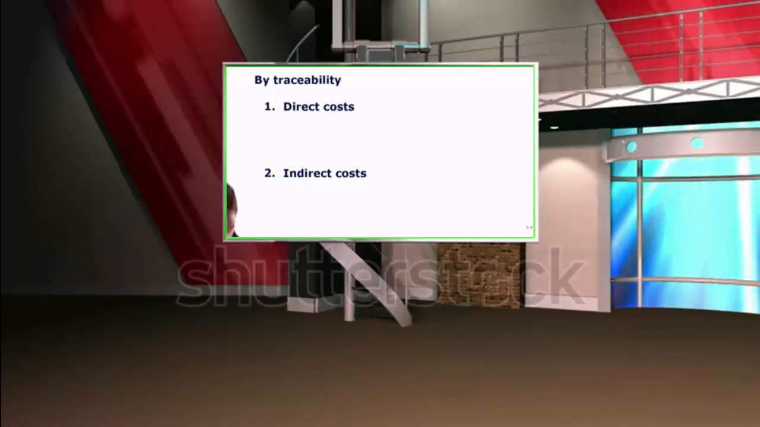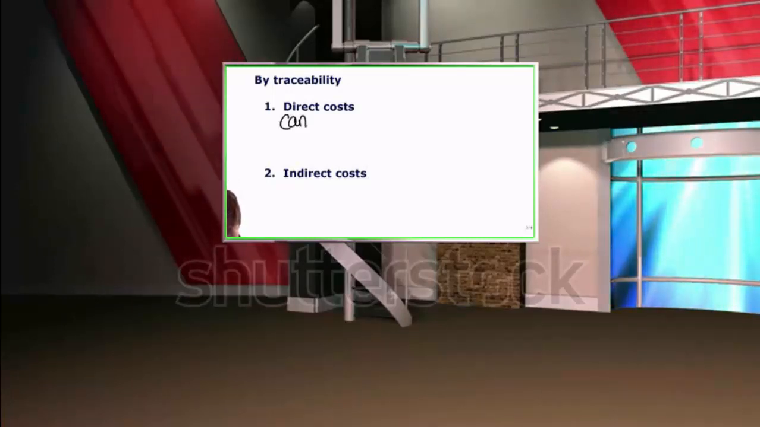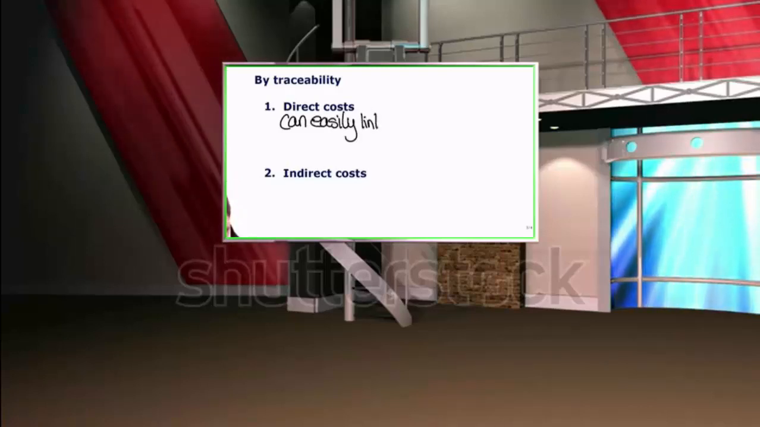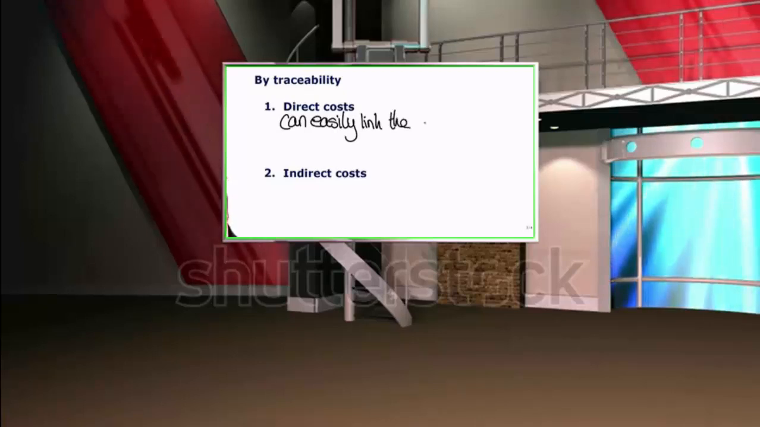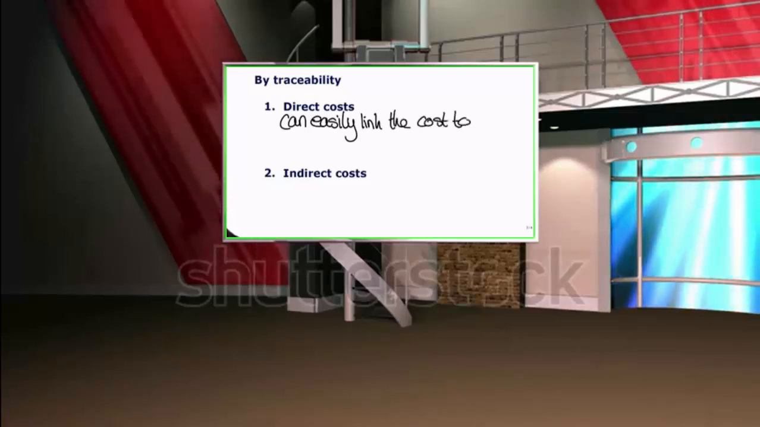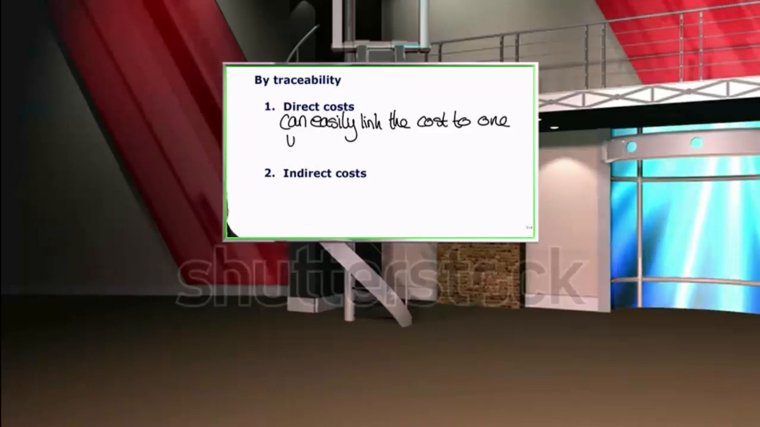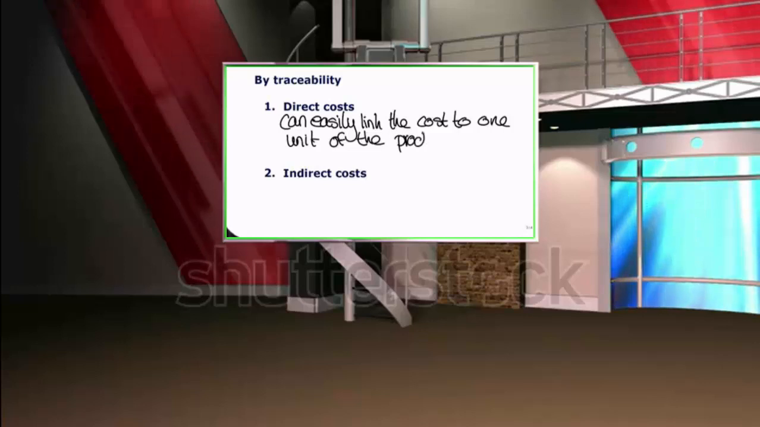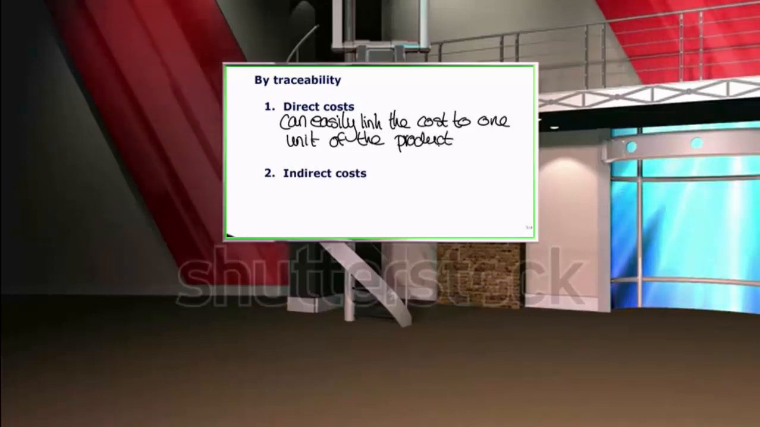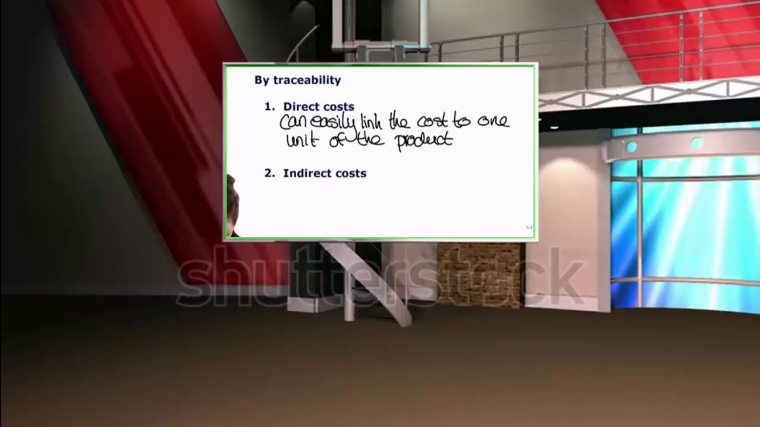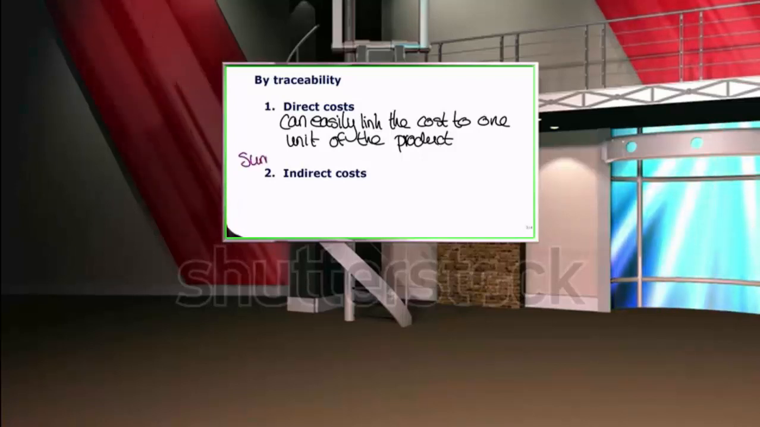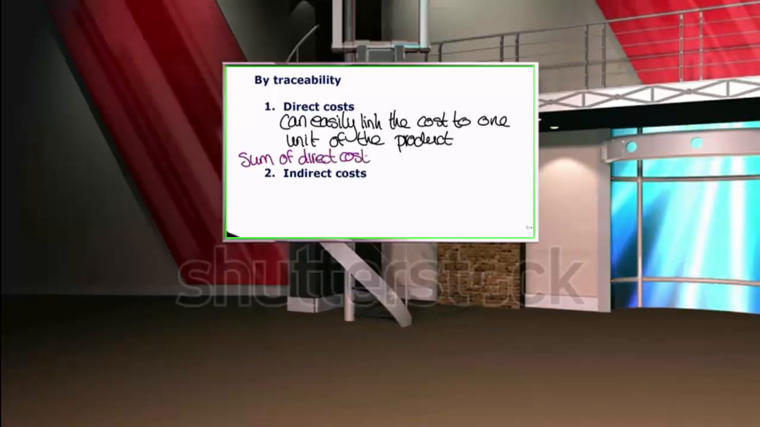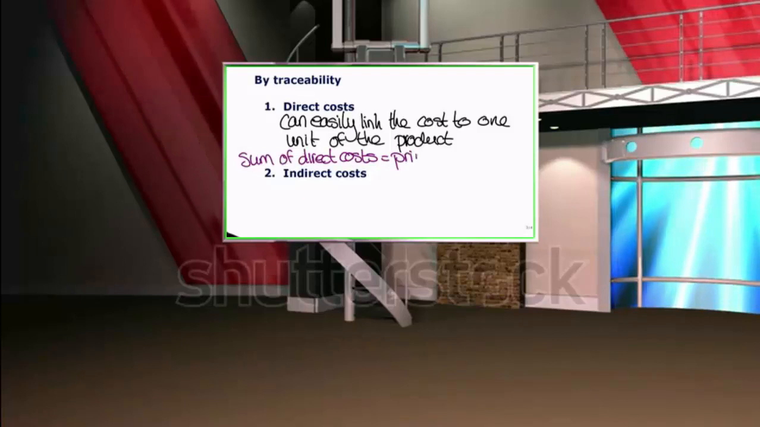So our direct costs can easily link the cost to 1 unit of the product. Just a bit of terminology. The sum of our direct costs is equal to the prime cost.